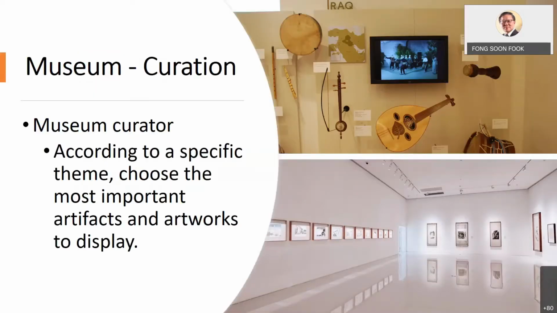Now, this term curation is quite unfamiliar in the world of education. Normally people use it in the museum or in the library, where the museum curator wants to display, let's say, musical instruments from Iraq. They will collect the most appropriate, relevant, authentic items and put them in one particular place. So in one platform, they display it. Similarly for art and so many other things in the museum. Next slide.